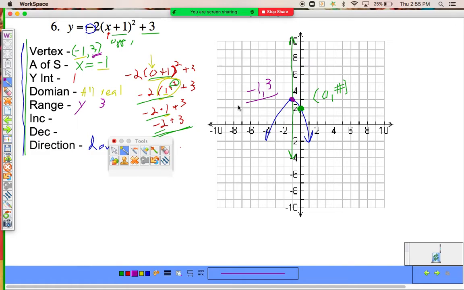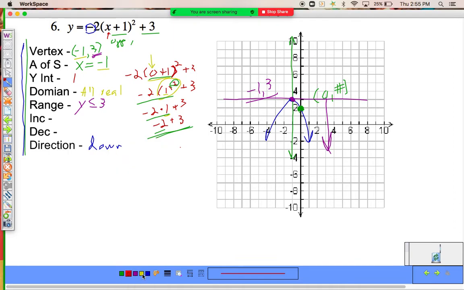So is it greater than or less than 3? Do I want the y's greater than 3 or less than 3? And we're going to make it equal to also. So my range, because my graph starts here and goes down, my y's are going to be less than or equal to 3, because that's the y value of my vertex.